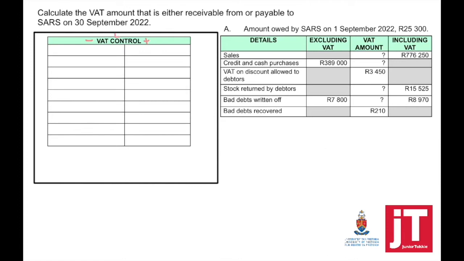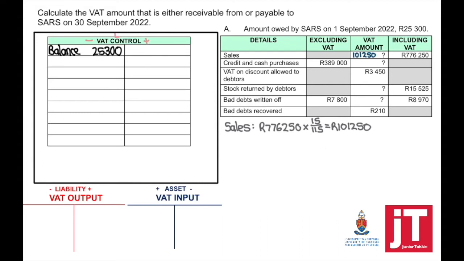So now I'm going to start with the opening balance. The amount owed by SARS on 1st of September 2022 was 25,300. If this amount is owed by SARS, it means it will appear on the debit side. The first transaction is sales, and we need to find the VAT amount. They provided us with the amount including VAT, so to find the VAT amount, we say times 15 divided by 115. That equals the VAT amount.